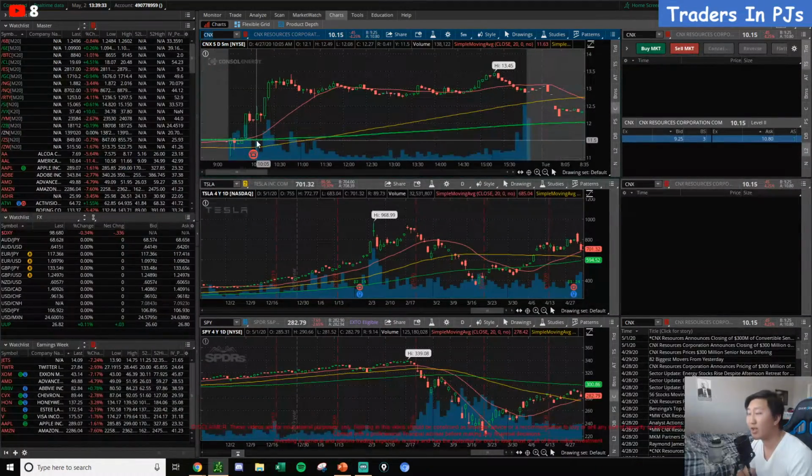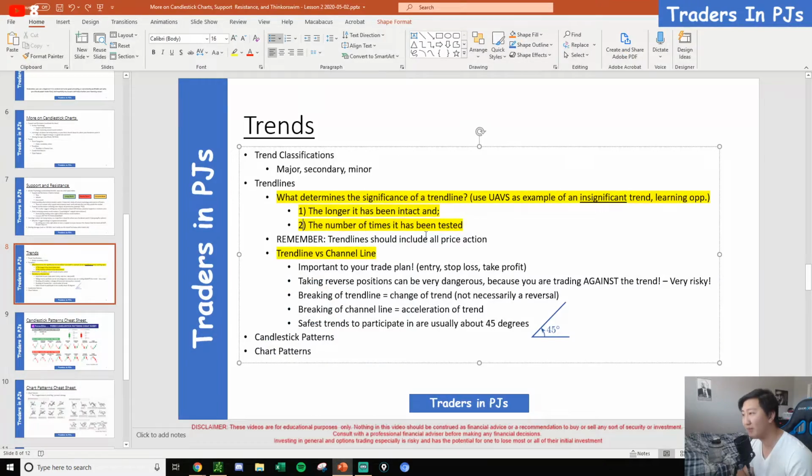But that is why with a two-legged movement, we don't enter until the second leg, because we at least get it tested once. It's going up, it pulls back. You have at least one test, or basically the first test of the second leg, and that's when the second leg exists, and that is when you enter the trade. And that's why a two-legged trend is very consistently profitable for the most part.